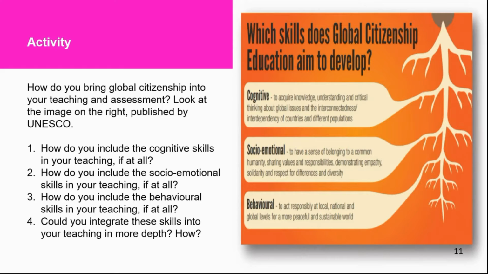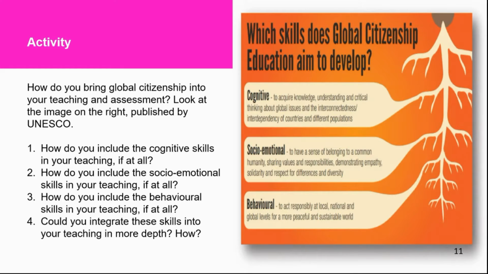Now it says, which skills does global citizenship education aim to develop? There are three of them: cognitive skills, social emotional skills, behavioral skills. Now, the cognitive skill looks at how to acquire knowledge, understanding, and critical thinking about global issues and interconnectedness, interdependency of countries and different populations.